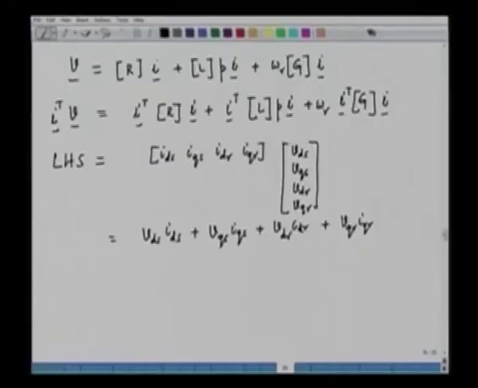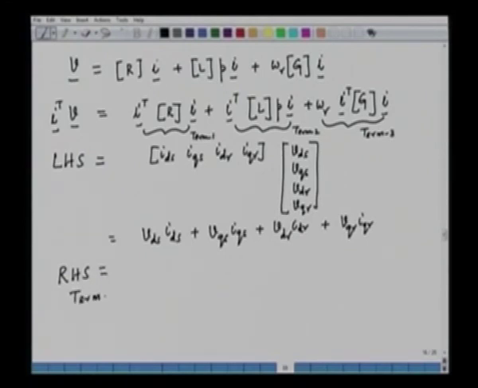What about the right hand side? Now if you see the right hand side of this equation, it has got 3 different terms. I can call this term 1, and this is term 2, and this one is term 3. Now, what about the term 1? The term 1 is I transpose R I. Now, let us see what is I transpose R I.